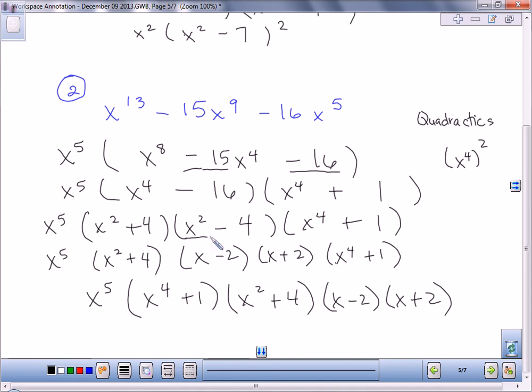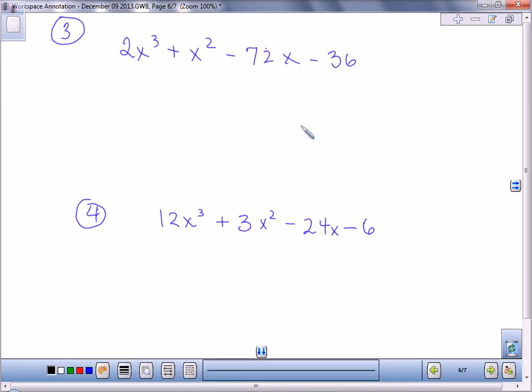Okay, this is a difference of squares, which factors to the square root minus the square root and the square root plus the square root. So this factored some more into this. Whenever we have a difference of squares, it's square root plus, square root minus square root. Okay? All right, now let's look at some that we can look at in terms of 4-term grouping.